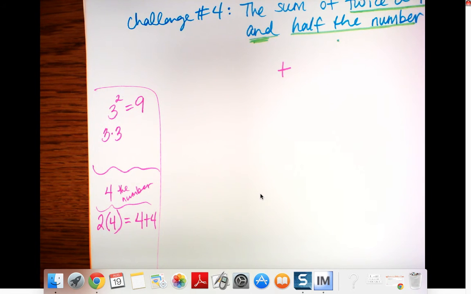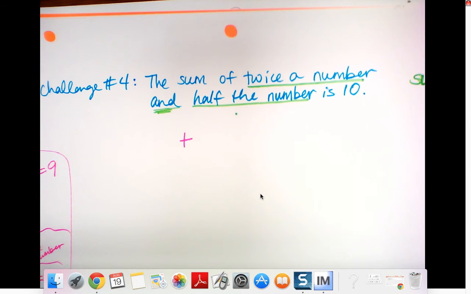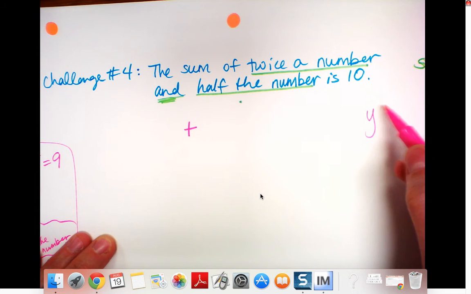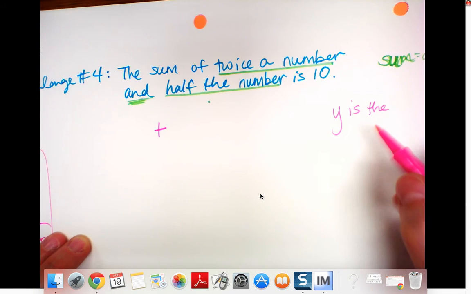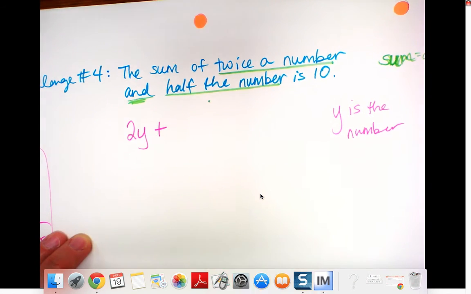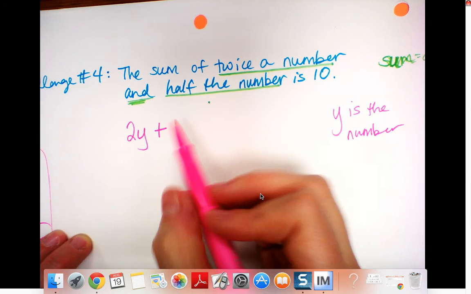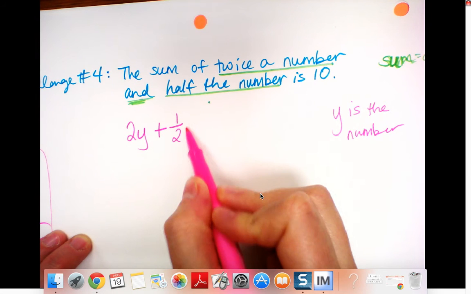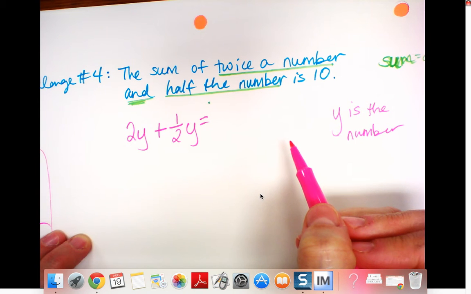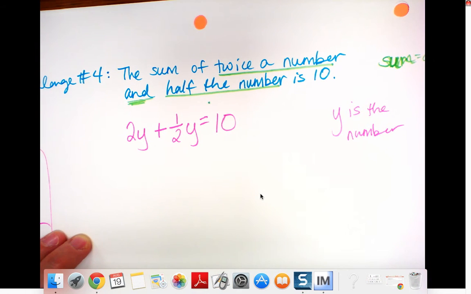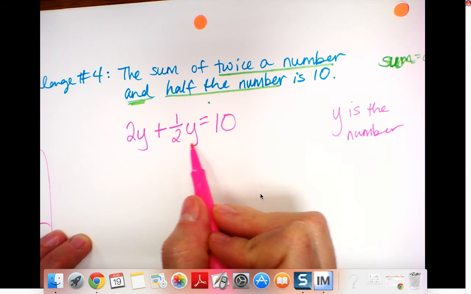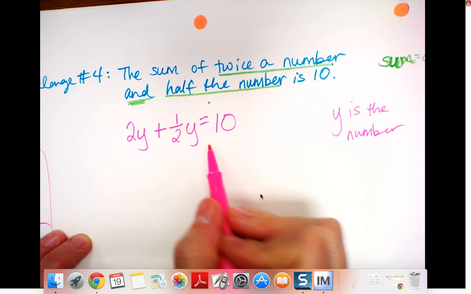So twice a number would look like this. So let's say our number is going to be y. Y is the number. Twice the number would be 2 times y. And half the number would be 1/2 of y. And then is your equal sign, 10. Twice the number plus 1/2 the number, or half the number, is 10.